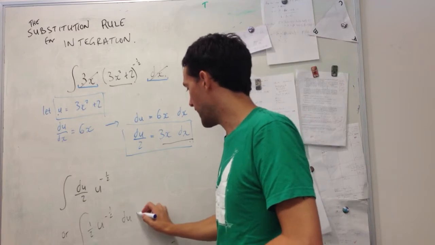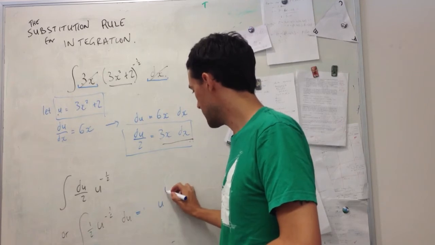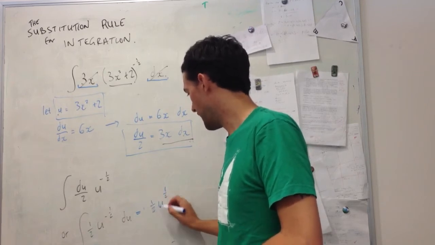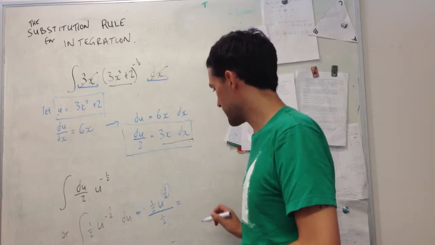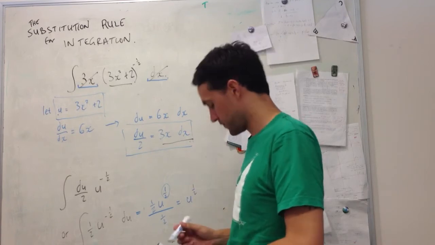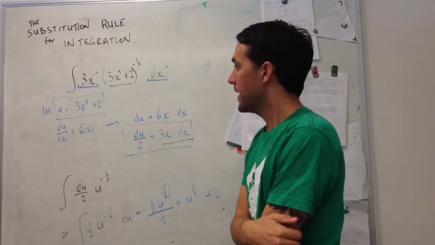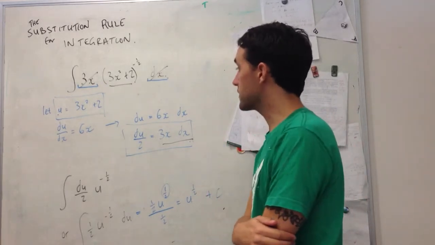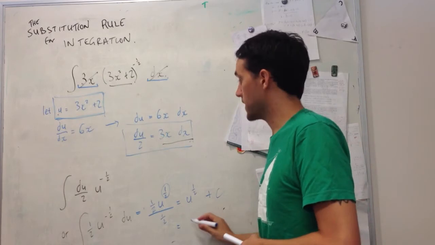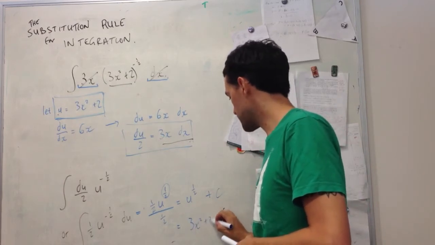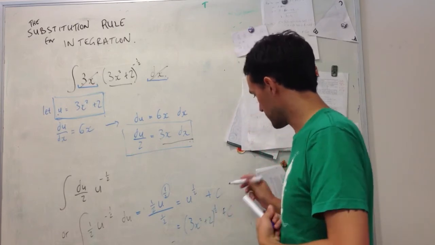And so this, as an integral, becomes, I add 1 to the power, so it becomes u to the half. And then I divide by my new power, so I divide by a half, and I just get u to the half plus constant of integration. And so if I now substitute back in what I know u is equal to, I get that this must be 3x squared plus 2 to the half plus c, and that is my integral.